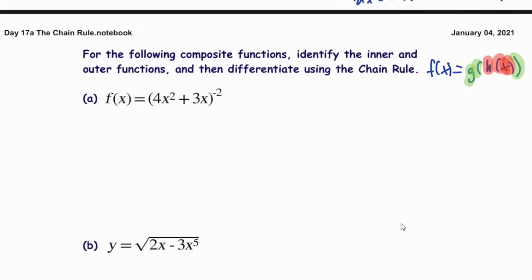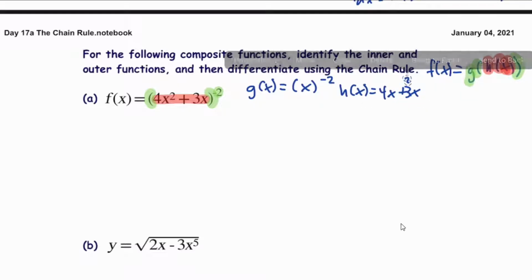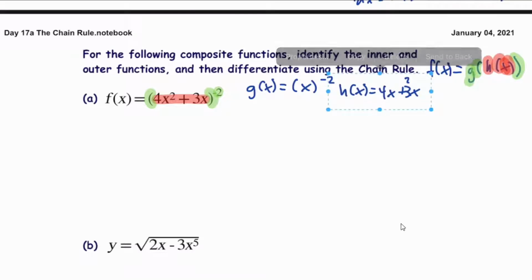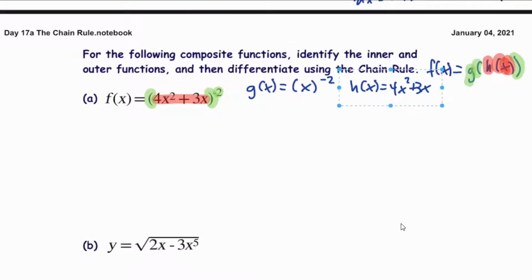So let's identify our inner function here. That's going to be what's inside the brackets. And the outer part is our g of x. So we'll identify our parts off to the side here because I find that easier. G of x is our outer portion. So that's going to be bracket x bracket to the power of negative 2. H of x is going to be 4x squared plus 3x. And let's remember what our chain rule said.